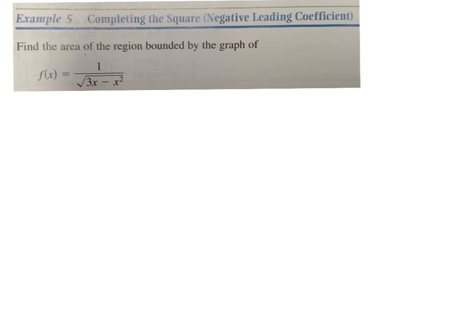So they worded this differently. Find the area of the region bounded by the graph of f of x equals 1 over 3x, the square root of 3x minus x squared. And then they said the x-axis and the lines, and they have x equals 3/2 and x equals 9/4, all right? So basically they're giving you a definite integral with 3/2 and 9/4 as your upper and lower bounds, okay?